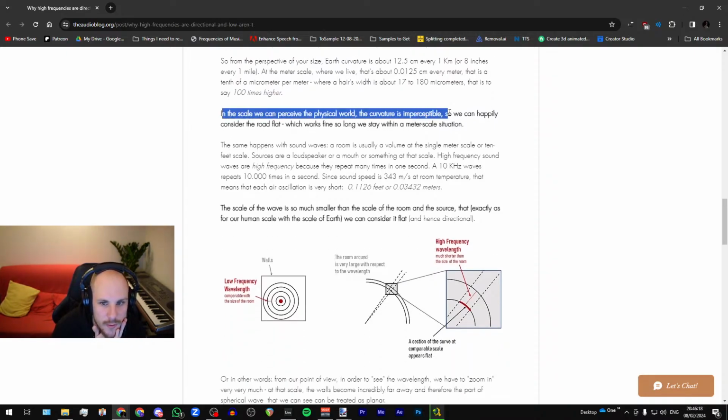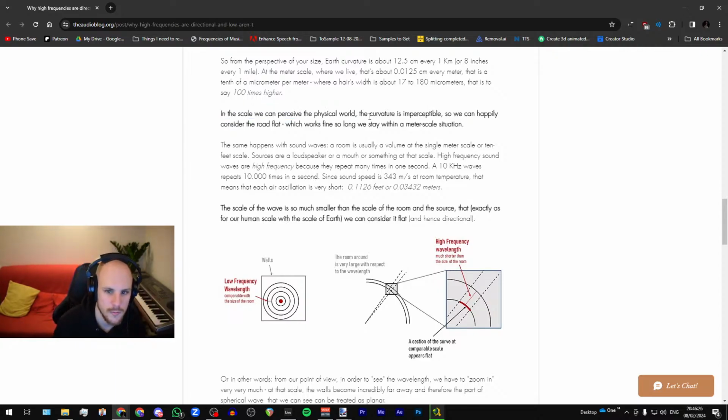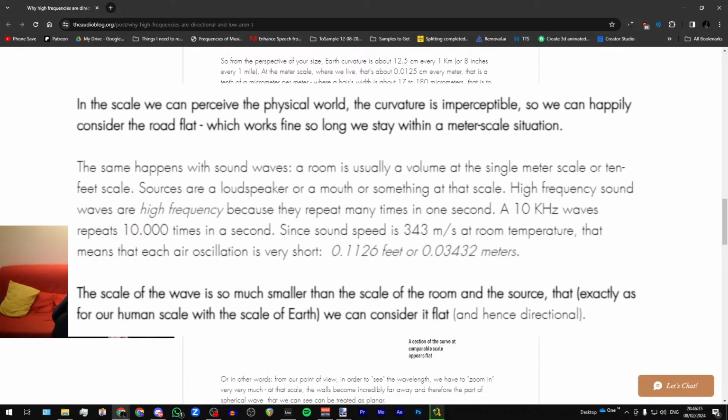You can perceive the physical, the curvature is imperceptible. Yeah, this is essentially what they mean. Because the physical world, the Earth is so big and the curvature is so minimal, we don't actually perceive it. The same happens with sound waves. A room is usually a volume at the single meter scale or 10 feet scale. Sources are a loudspeaker or a mouth or something at that scale.